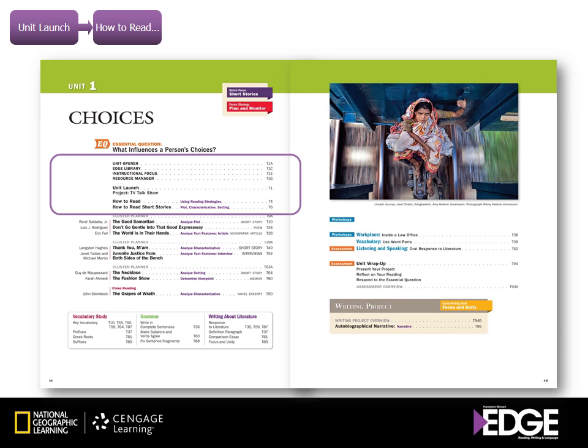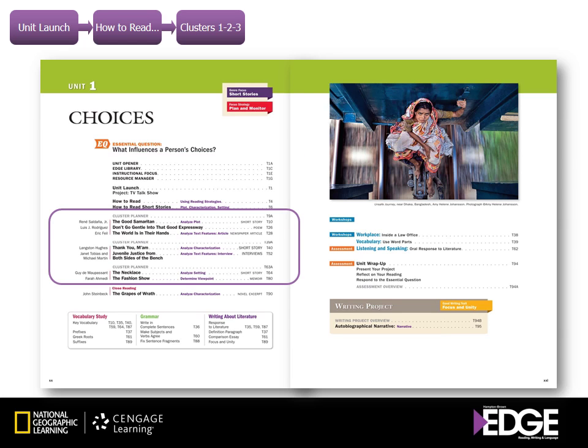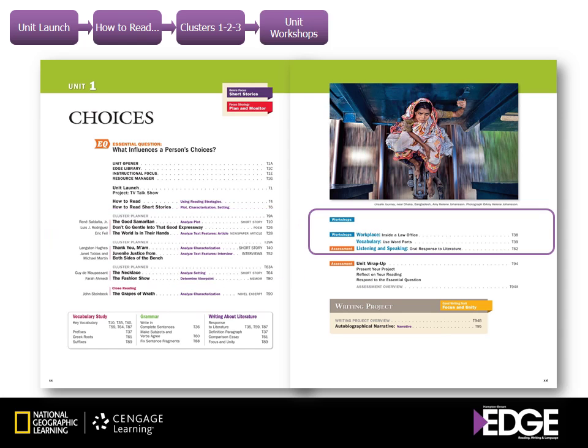Now let's take a look at the instructional path for each unit. I'm using Level B Unit 1 as an example, but rest assured all units in Levels A through C follow the same pattern. Each unit begins with a unit launch and a how to read lesson. Next, we move into the cluster instruction. Each unit contains 3 clusters. Within each cluster, there is a main reading selection and a companion selection. Unit workshops, workplace workshops, vocabulary workshops, and listening and speaking workshops are built in after clusters 1 and 2.